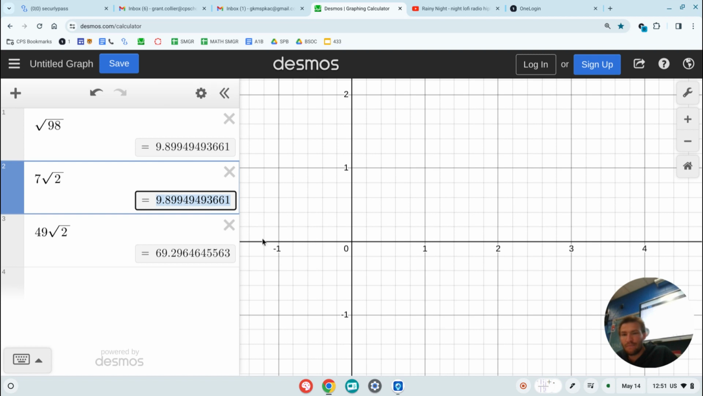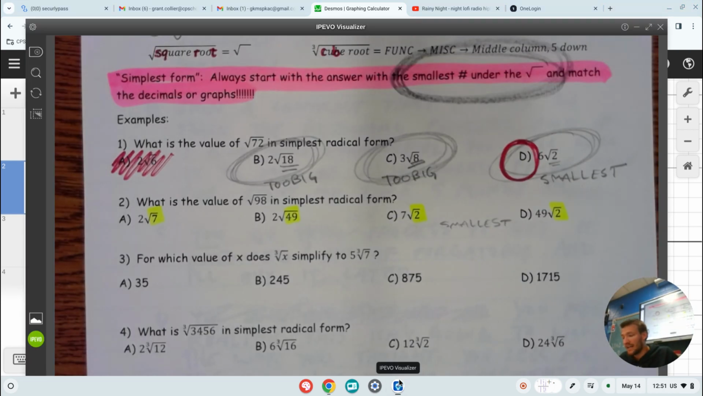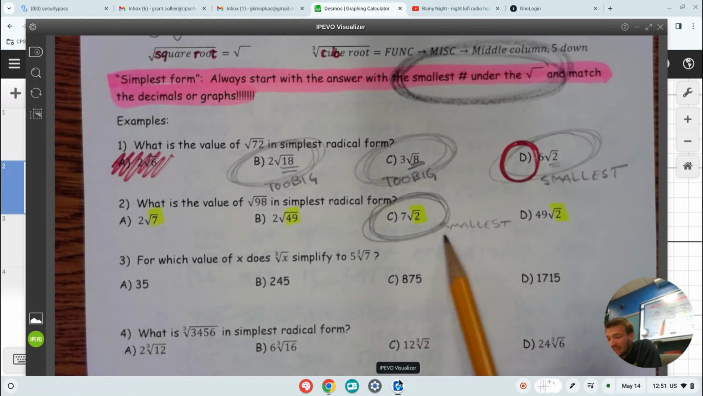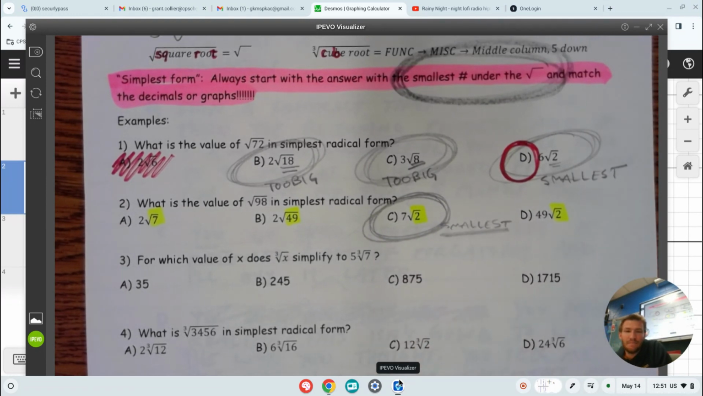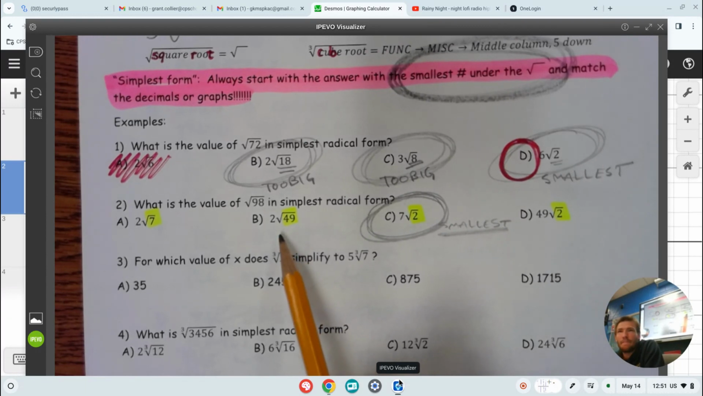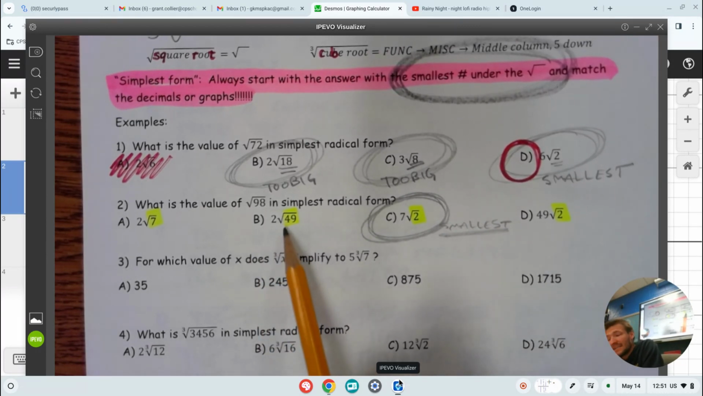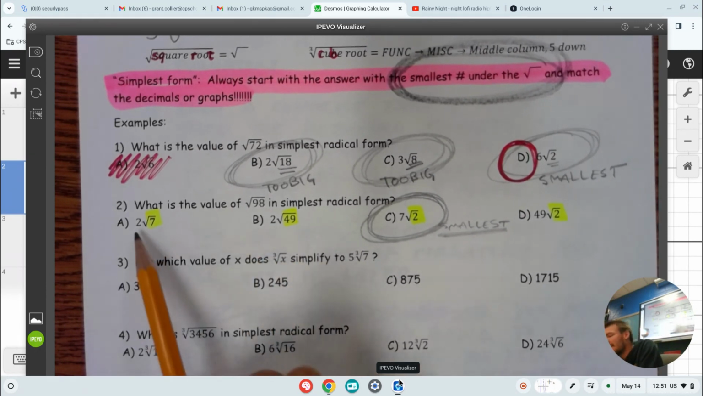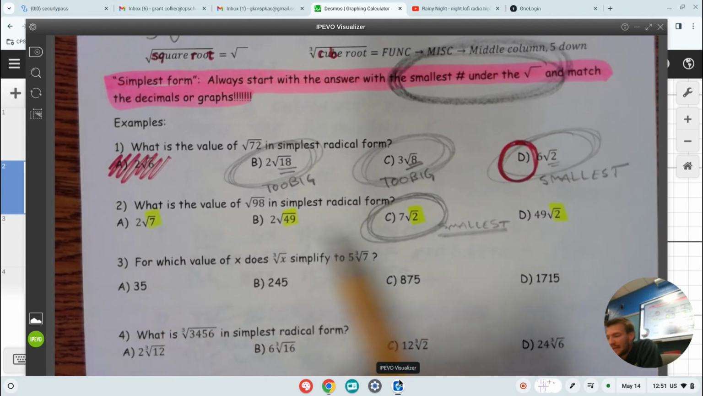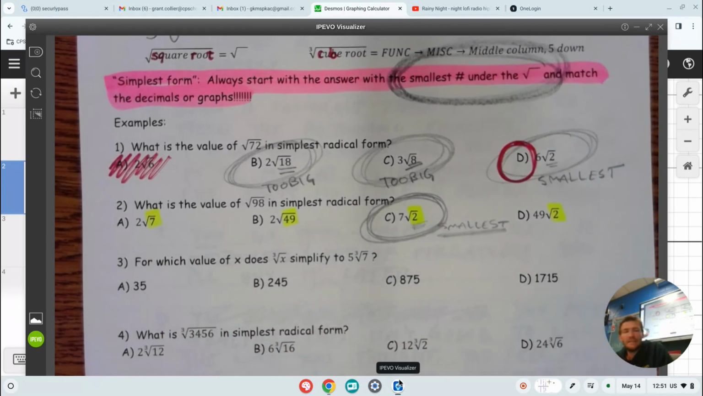9.8, 9.8. And because we already tried C, which is the smallest inside number, we don't even have to try B. Because even if B looks good, 49 is too big. Even if letter A looks good, 7 is too big, we're going with 2. So it's a little bit of a strategy that you can try the smallest ones first.